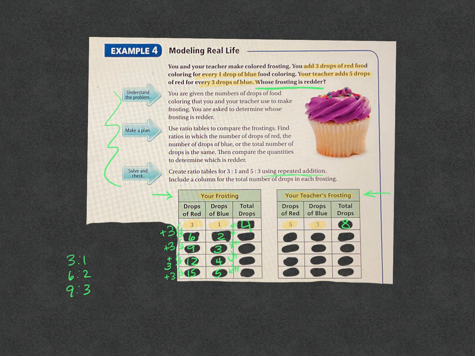Let me go ahead and do all my totals here. So 6 plus 2 is 8. 9 plus 3 gives me 12. 12 plus 4 gives me 16. And 15 plus 5 equals 20.